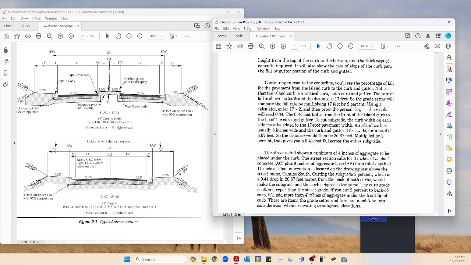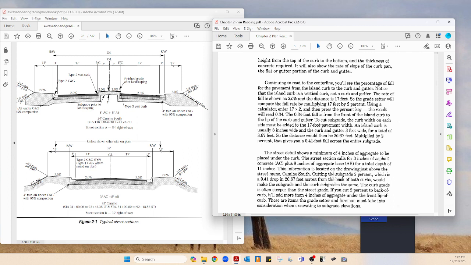I'm not sure what that is, let's see. That sounds important, so let's back up. This information is located on the drawing just above the street name. That's the aggregate, asphalted concrete, and the base, just above the street right here. So just above the street name, Camino South.